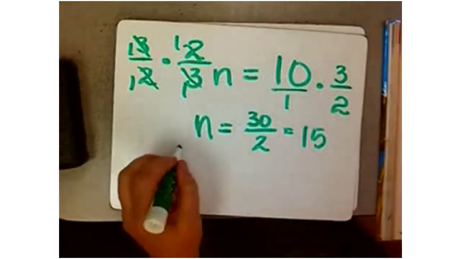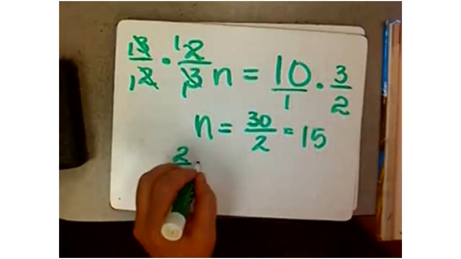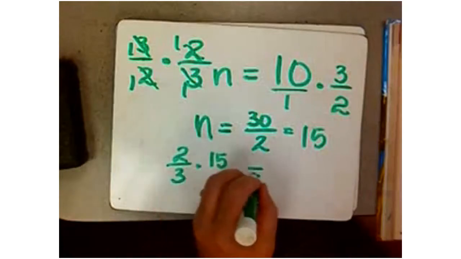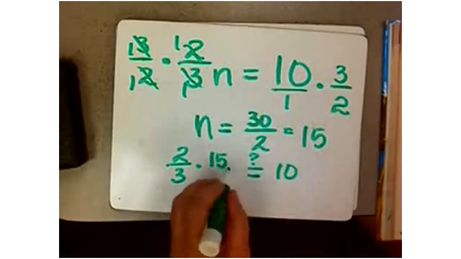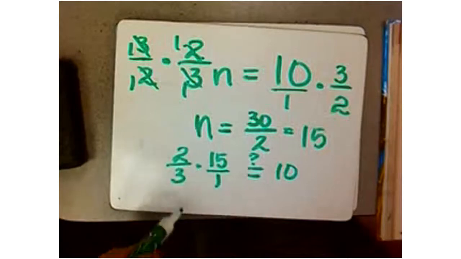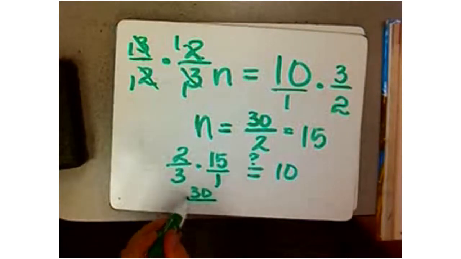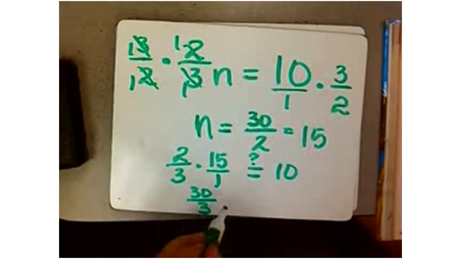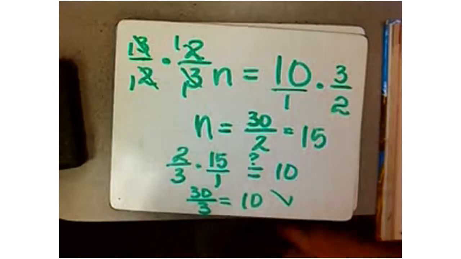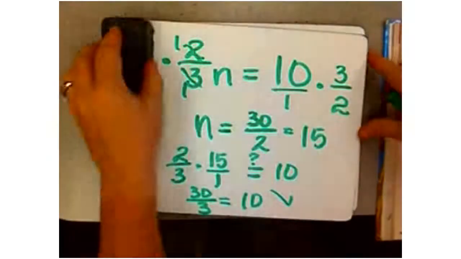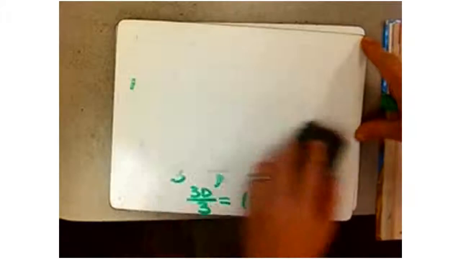If you wanted to check it, 2/3 times 15, does that equal 10? We'll put your 15 over 1. 2 times 15 is 30. 3 times 1 is 3. 30 over 3, yep, that's 10. It checks. Okay? So there's a fraction that you have to undo next to a variable.